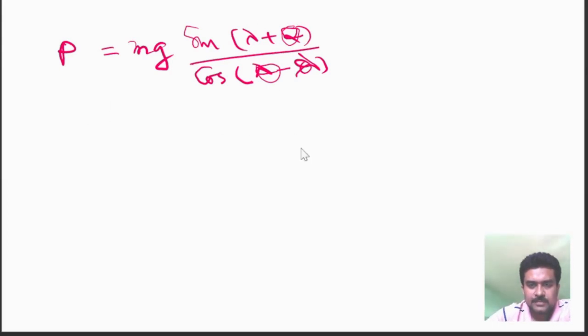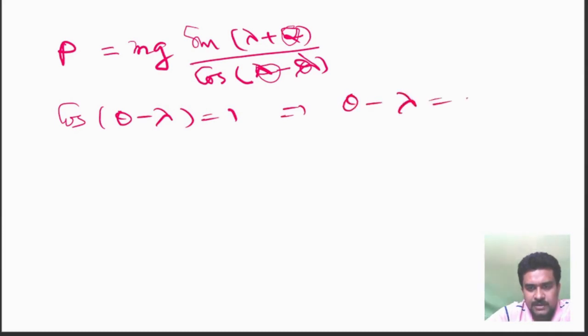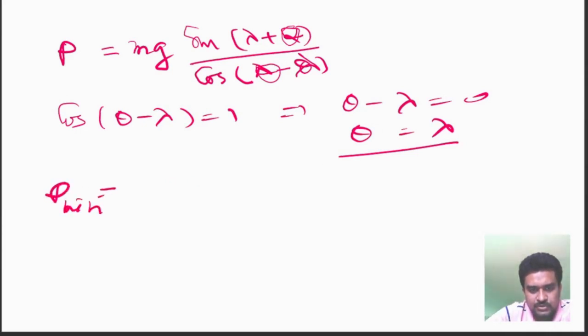So for P to be minimum, cos of (alpha minus lambda) should be 1. That means alpha minus lambda equal to 0. So alpha equal to lambda. So P minimum, there is a minimum force which is required to move the body up the plane, is simply mg sin (lambda plus theta).